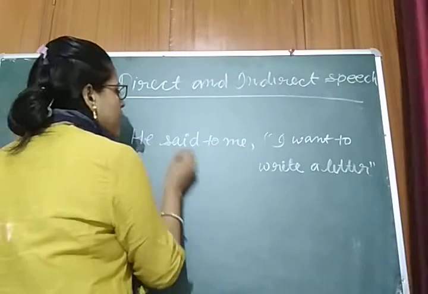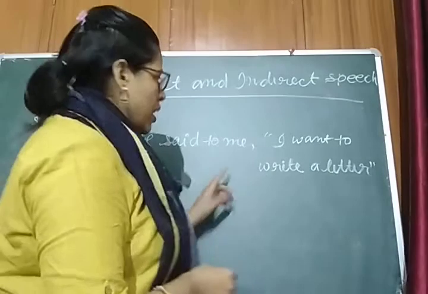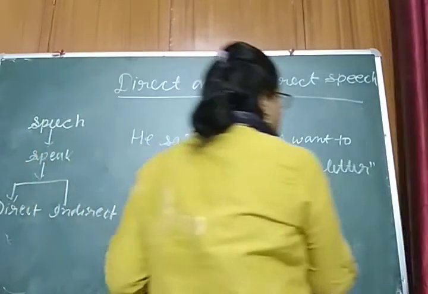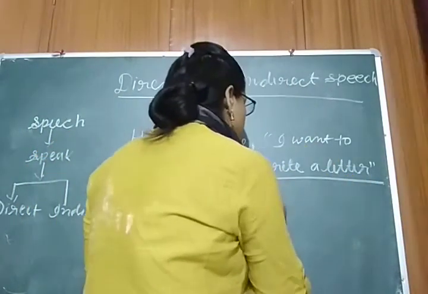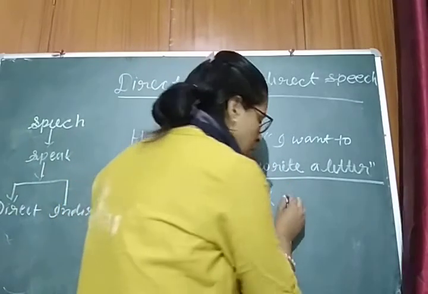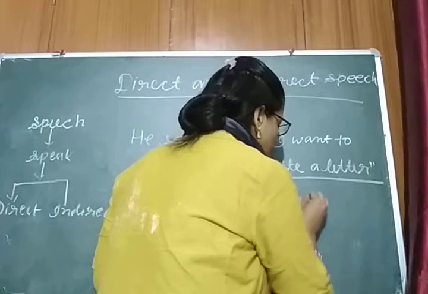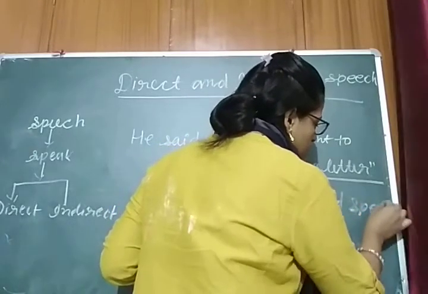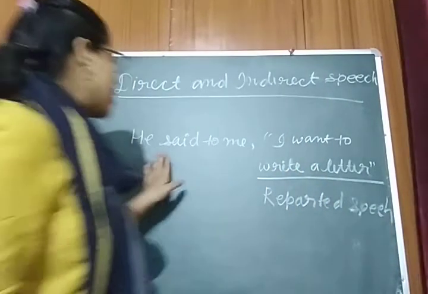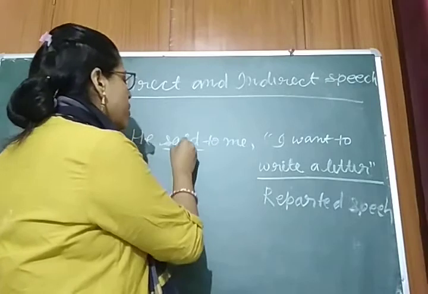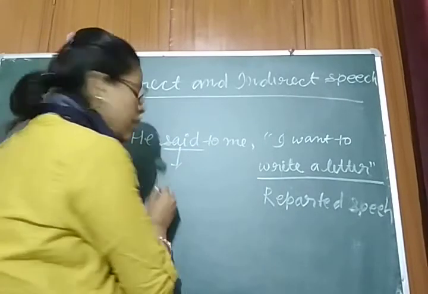Here, one part is given under the double inverted commas. This part is known as reported speech. Whatever part is written under the double inverted commas is known as reported speech. And here one verb is given. This verb is known as the reporting verb.